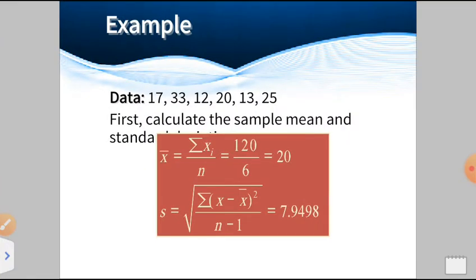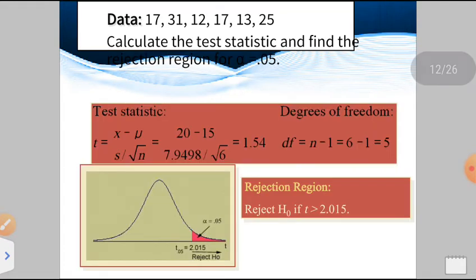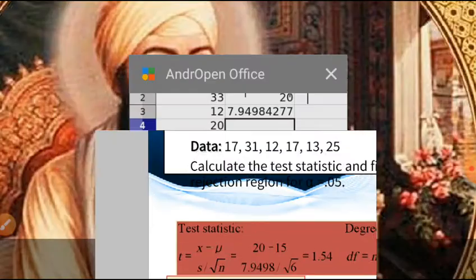So we have calculated the mean and the standard deviation, and the next step is to find out the value of t, and t is equal to x bar minus mu divided by s by under root n. We have calculated s and x bar, and what is the value of mu? Mu is already given to us as 15, and n is given to us as 6. So let us go back and find out the calculation of t in Excel.